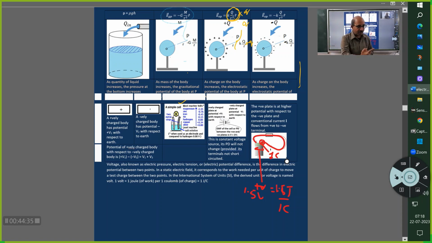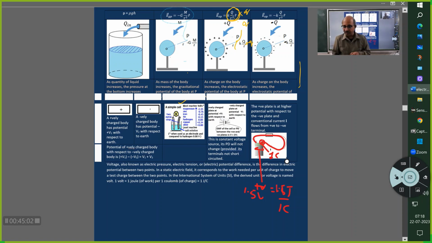I showed you the merry-go-round. What does your uncle do? He is pushing like this and you are revolving. The battery is also doing the same thing. It is energizing the electrons to complete their journey through the circuit. And every time a journey is completed, that means the charge will leave the positive terminal and come back to the negative terminal, it has to expend some energy.